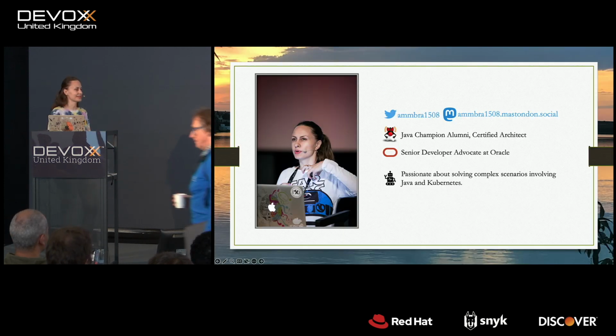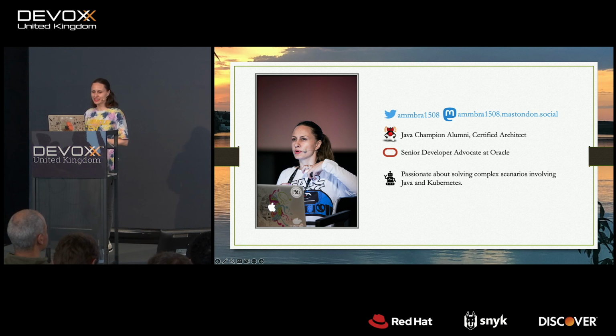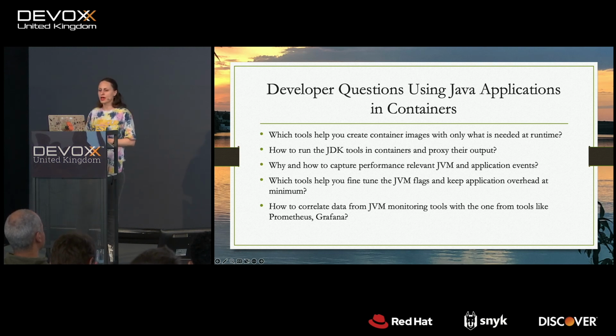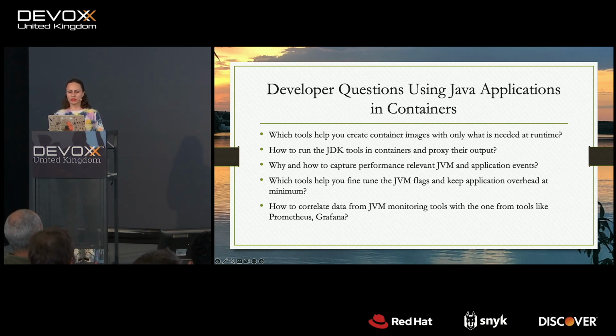I'm Anna, currently working as a developer advocate for Oracle in the Java team. And I like to work with Java in containers most of the time. Today's talk, we're going to look a little bit in action at a few things and answer some questions about tools that can help you create container images that are closer to Java, specifically one tool that I'm going to showcase. How can we run some JDK tools in containers? How do we capture relevant JVM performance events? And how do we correlate those with monitoring tools like Prometheus, Grafana, and others?